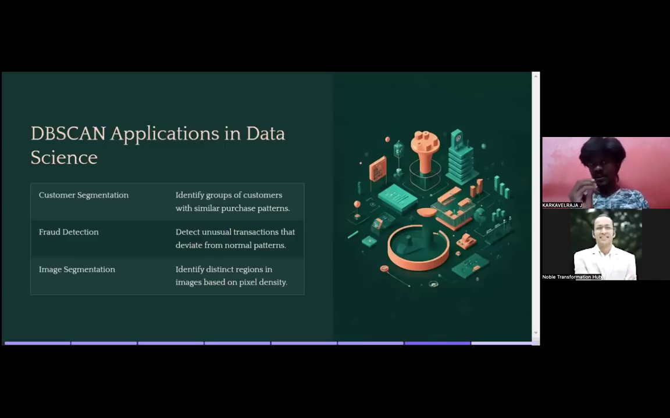These are some of the applications, very few. I would say 0.001% of the applications of DBSCAN. Hope you can understand. Yes, sir. Over to you.